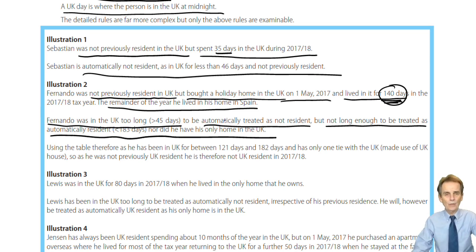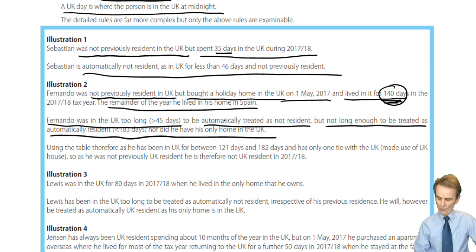And as we said, nor did he have his only home in the UK, otherwise that would have made him automatic UK resident. So, we've ticked off as not being applicable. He isn't automatically not UK resident. He isn't automatically UK resident.